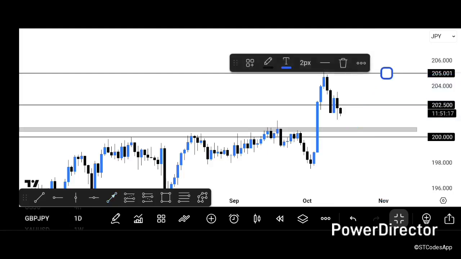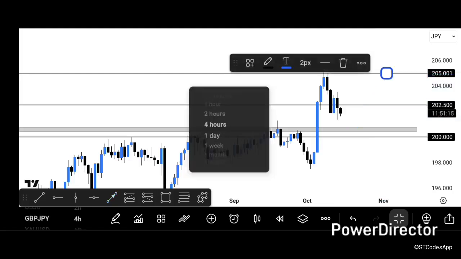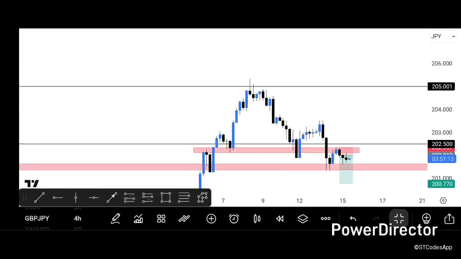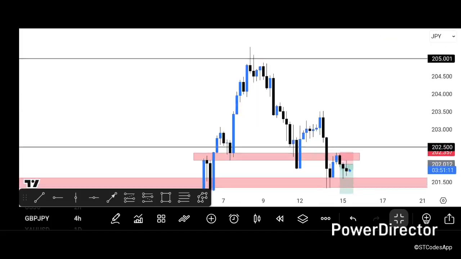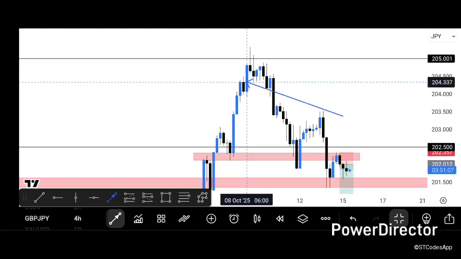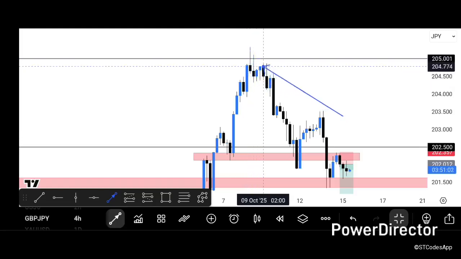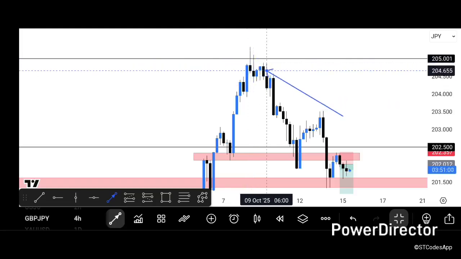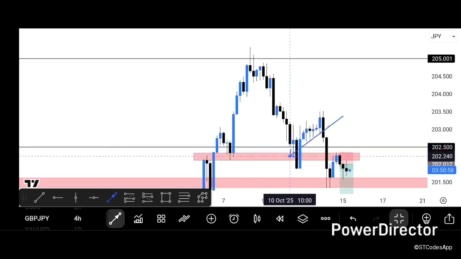So yeah, if you look at the file closely, you can see that what price did was make a double top, as you can see. Boom, came back, boom, rejected off the zone here. So this is the double top and price melted from there.